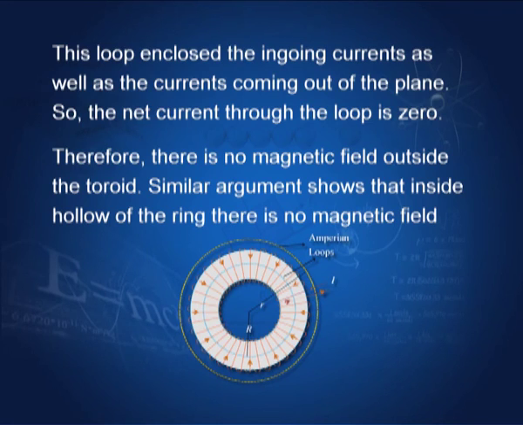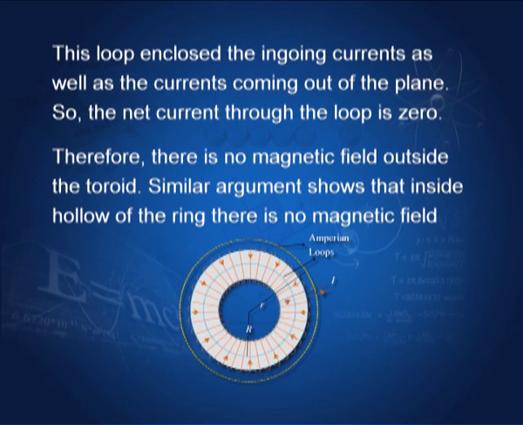Similar arguments show that inside the hollow of this ring there is no magnetic field. This we have already done in fact. Inside the hollow also there is no current, and therefore, the field there is also 0. So, in the hollow it is 0, it decreases with R and then it becomes 0 at the surface. That is the kind of field that the toroid has.